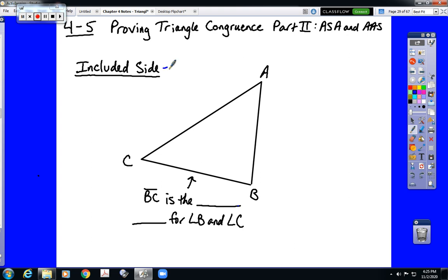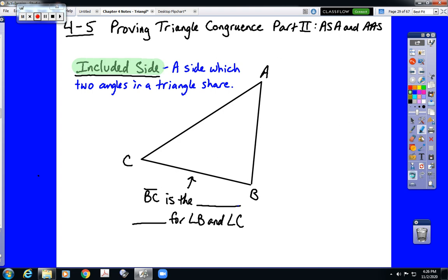An included side is a side which two angles in a triangle share. A side which two angles in a triangle share. I want that to be yellow, so let's get that fixed. There we go. Now, in other words, down here at the bottom you'll see I've got side BC.